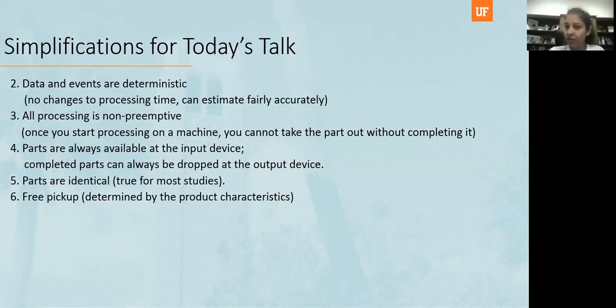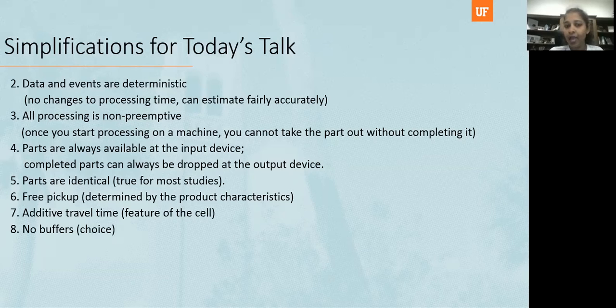The company had free pickup criteria. That means we can leave the part on the machine after the completion of the processing time. And we were looking at additive travel time cell, which I will explain in a minute. And there were no buffers in between. So you have to leave the part in the machine, or you have to keep it with the robot. And our robot had single gripper. It's not a dual gripper robot.